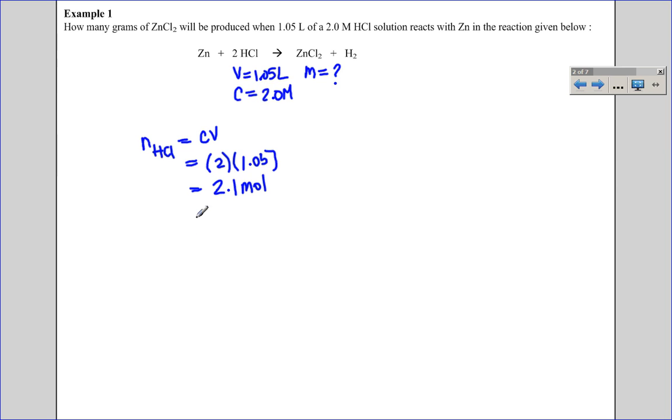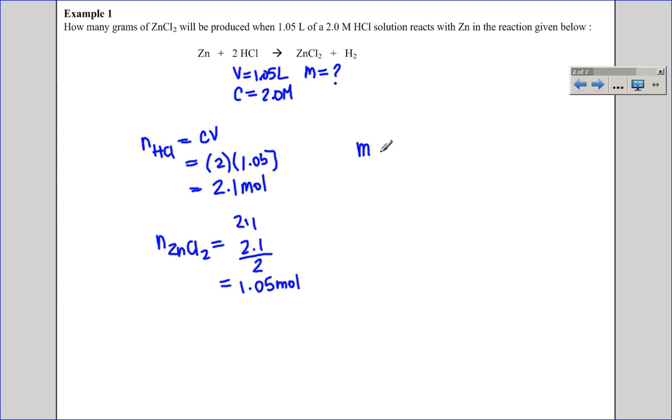In our second step, we need to use the mole ratio to figure out how much zinc chloride is produced in this reaction. It's a 2-to-1 ratio, so that means that the moles of zinc chloride is going to be half the moles of hydrochloric acid that we used in the experiment. So therefore, we will be able to produce 1.05 moles of zinc chloride.